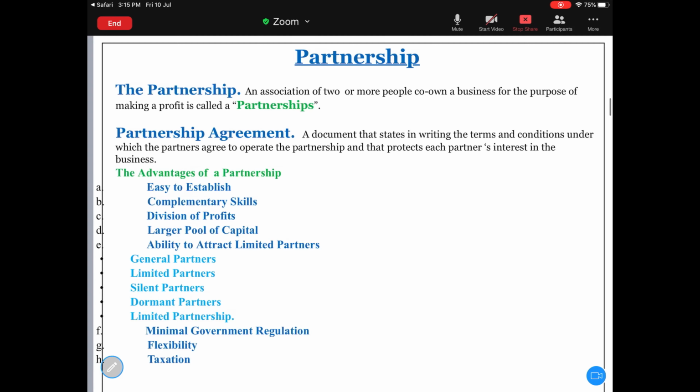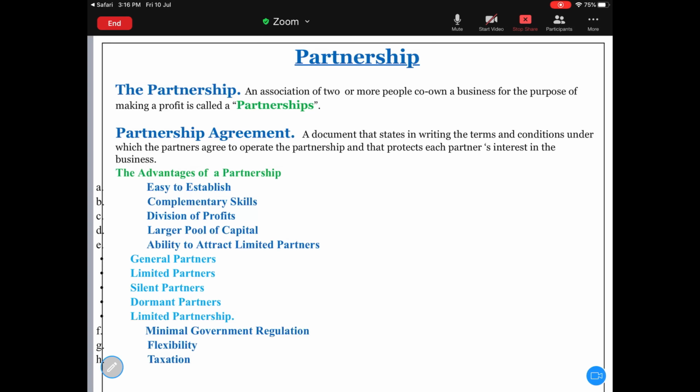Now, let's see the second type of ownership, that is partnership. An association of two or more people who co-own a business for the purpose of making a profit is called a partnership. Obviously, while we are in business, our first aim is to make profit. So, in order to do that, if there are more than one people, then the chances are that they will be able to make more profit, they will be able to generate more capital also, more revenue also.